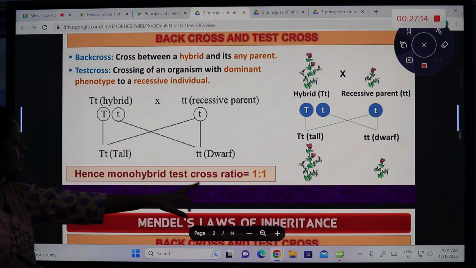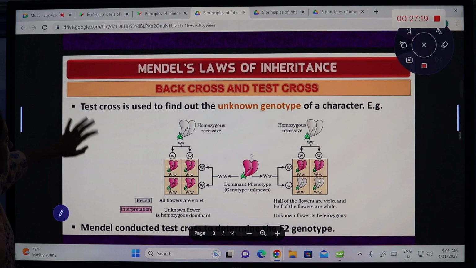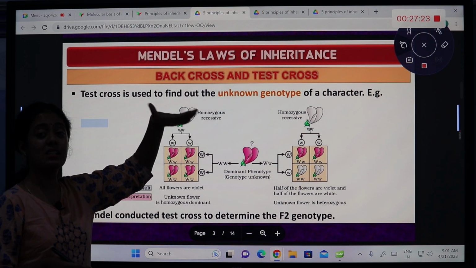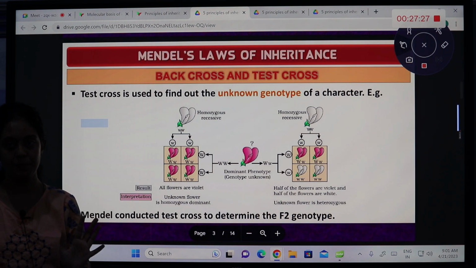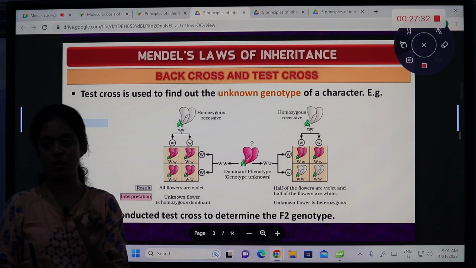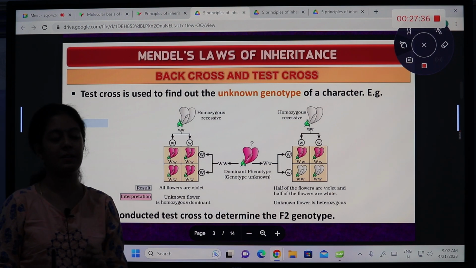So what is the test cross ratio? 1:1. We already discussed all this. Why do we do a test cross? This is a very important line. Test cross is used to find out the unknown genotype of a character. Please make a note of it. Significance of test cross: to find out the unknown genotype of a character.